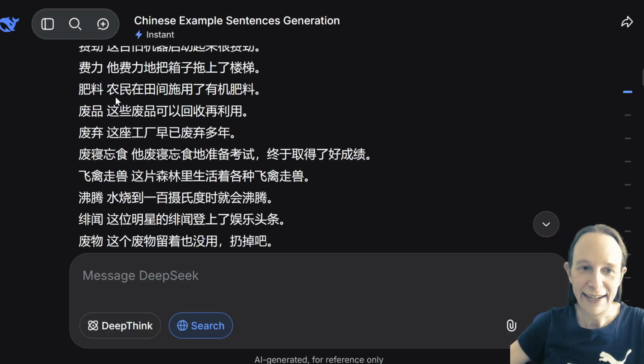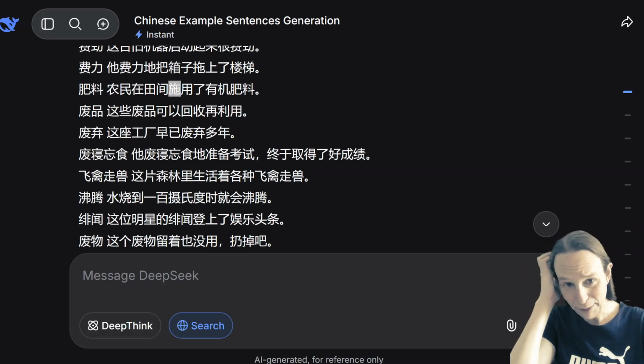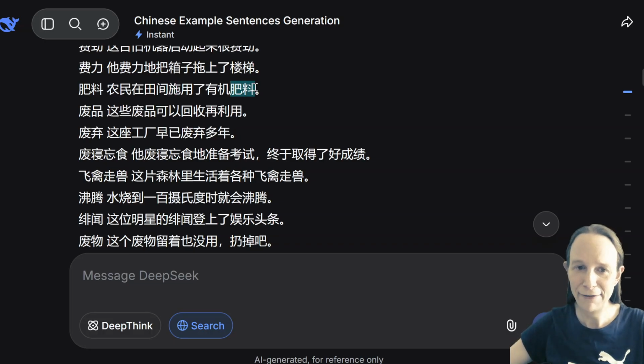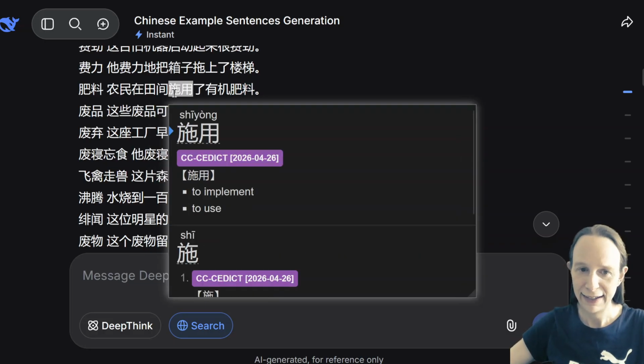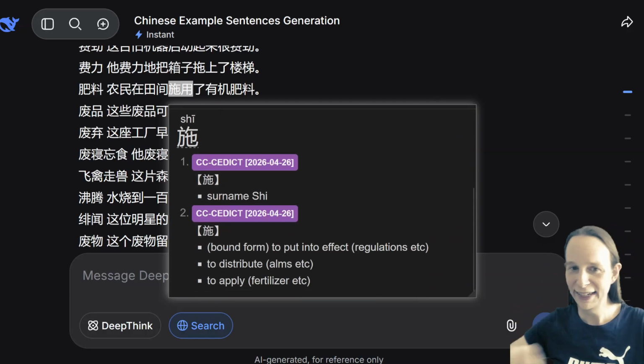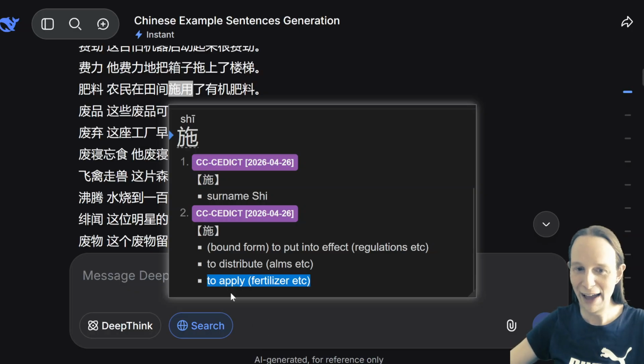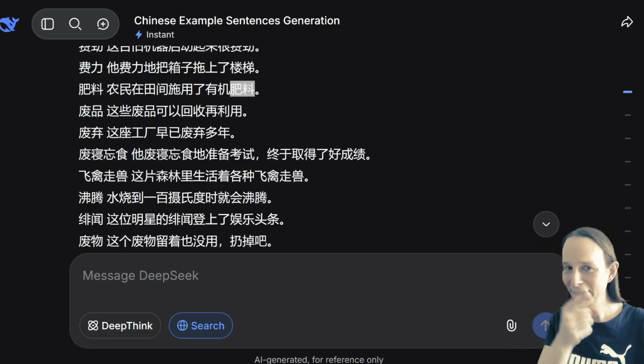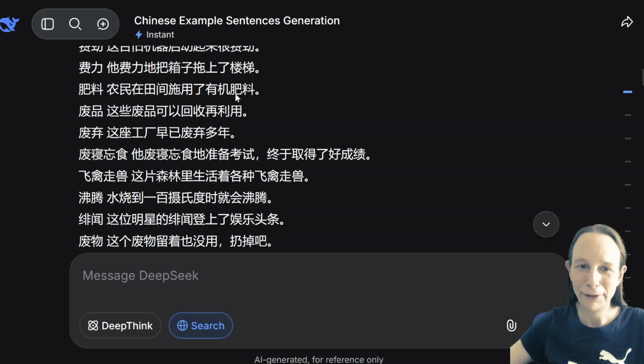All right, 肥料. 农民在田间施用了有机肥料. Okay, so we saw this verb. This is the verb we need to know. 施肥 or 施用肥料. So it's important to know this verb in particular, to apply fertilizer. You need to use this precise verb for fertilizer.